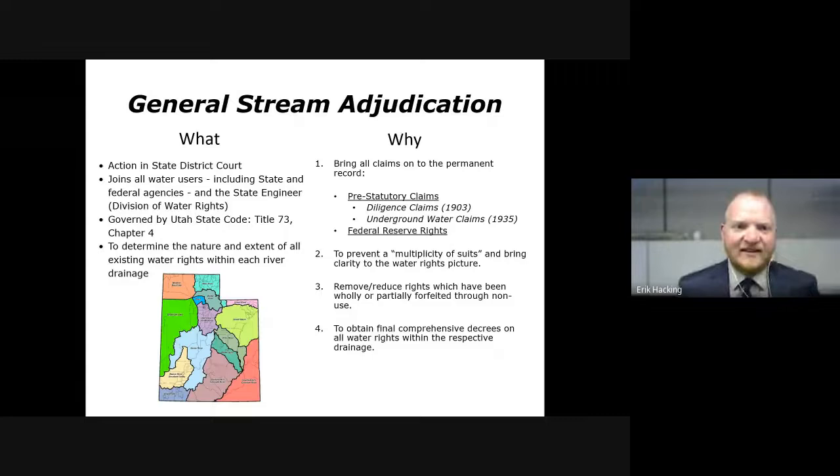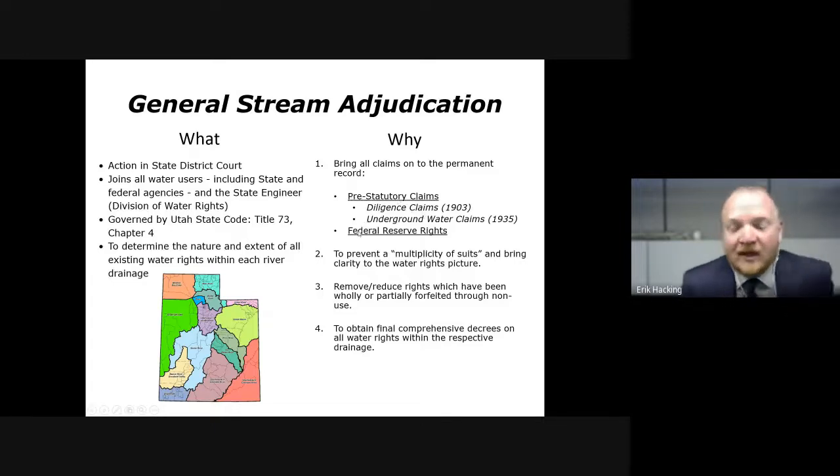It helps us know what water rights are being put to use and helps match our records versus what is actually being used. And this is done for a variety of reasons. For one is to bring all claims onto the permanent record. This includes pre-statutory claims, so diligence claims filed prior to 1903 and underground water claims prior to 1935, and it also includes federal reserve rights, so rights owned by the federal government.